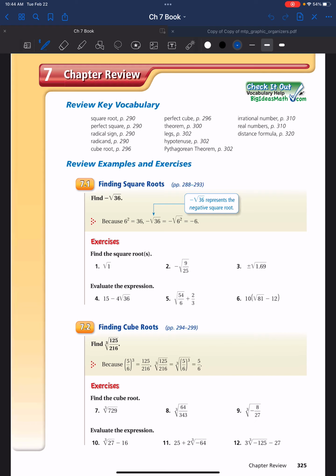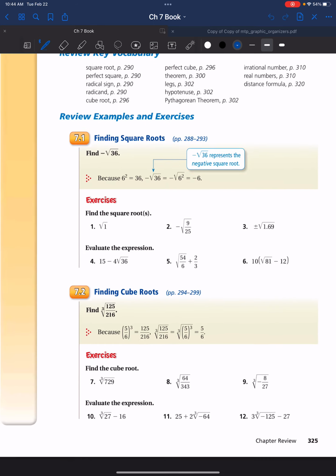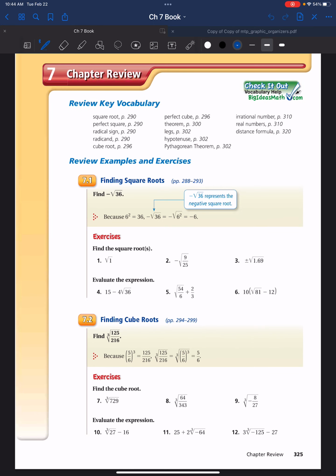All right, this is Chapter 7's review. I'm on page 325 in our book. The first thing I want you guys to look at is the review key vocabulary. We learned a lot of new words, and in here it tells you where you can find those if you don't remember what they are, but I think you guys know these pretty well.